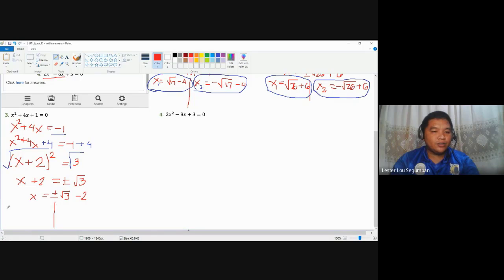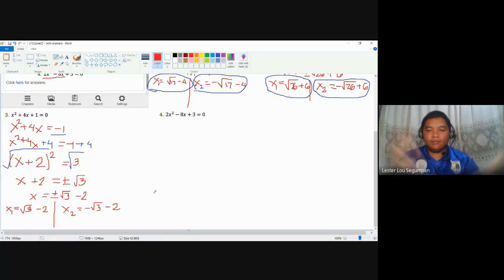The two roots, the first is the positive. Well, you may also use the first as the negative. Nevertheless, they are both roots. And the second root is the negative square root of 3 minus 2. Okay?